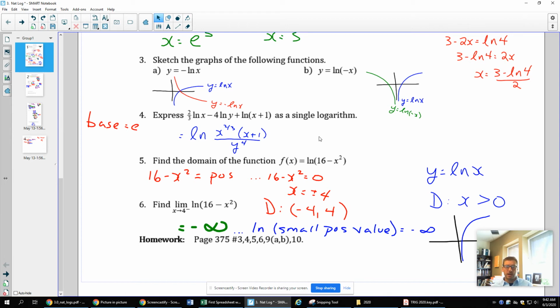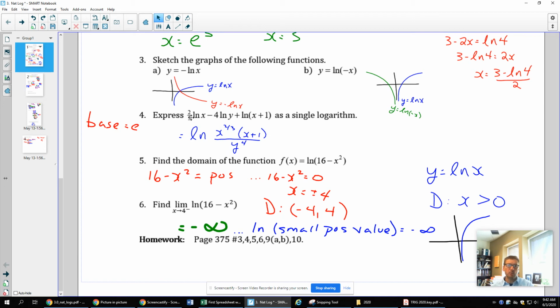Expressing as single logarithms, this is something you worked on a lot in Math 30. When you have a minus sign, it means you're dividing with your like bases, and when you have an adding sign, it means you're multiplying with like bases. Those are rules of exponents, right? You multiply, you add exponents. When you divide, you subtract exponents.